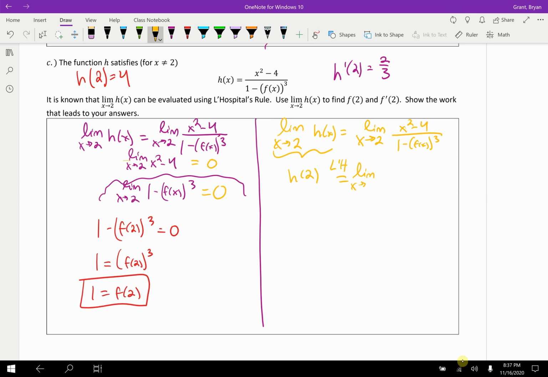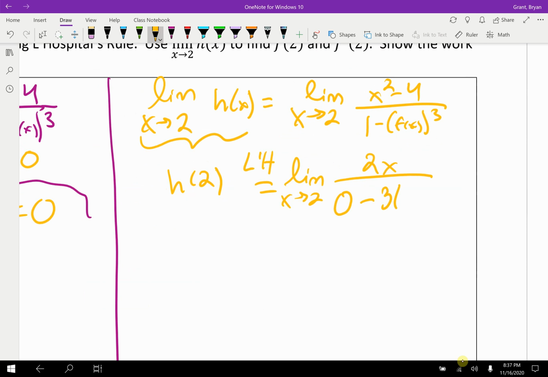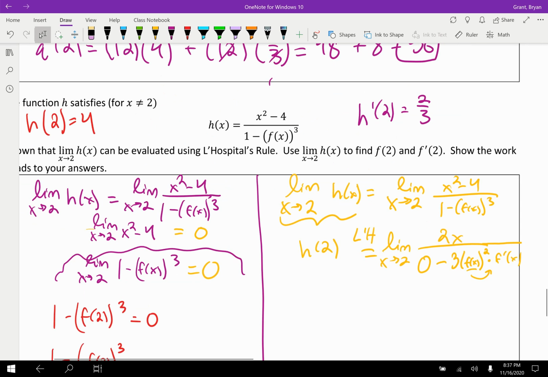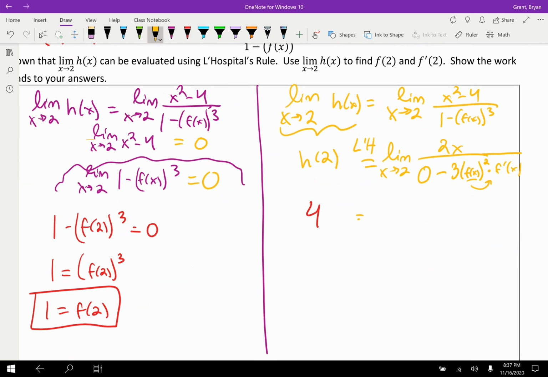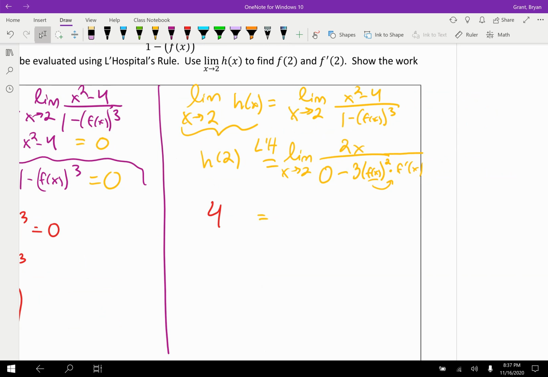So let's do L'Hopital's rule. We don't need to do the 0 over 0 check. They already told us we could do that. We get 2x over 0 minus the derivative of this. Gnarly. 3 comes down, f of x squared. And then what does everyone forget? The chain rule. The derivative of the inside is f prime of x. Nice. Let's continue. We know h of 2 is 4, so we can replace h of 2 with 4. And on the right side, let's start evaluating at 2. So we get 2 times 2 over negative 3 times f of 2 squared times f prime of 2.